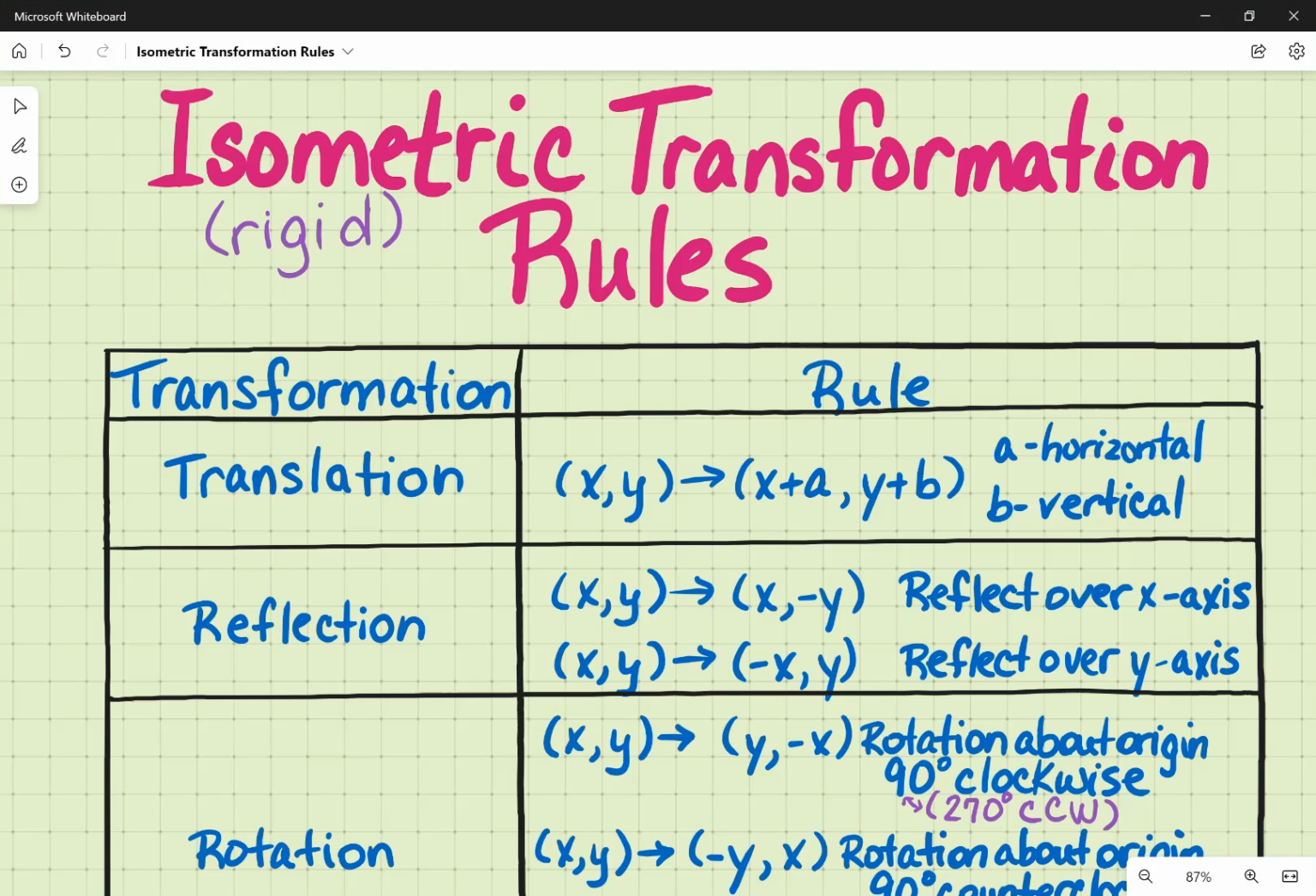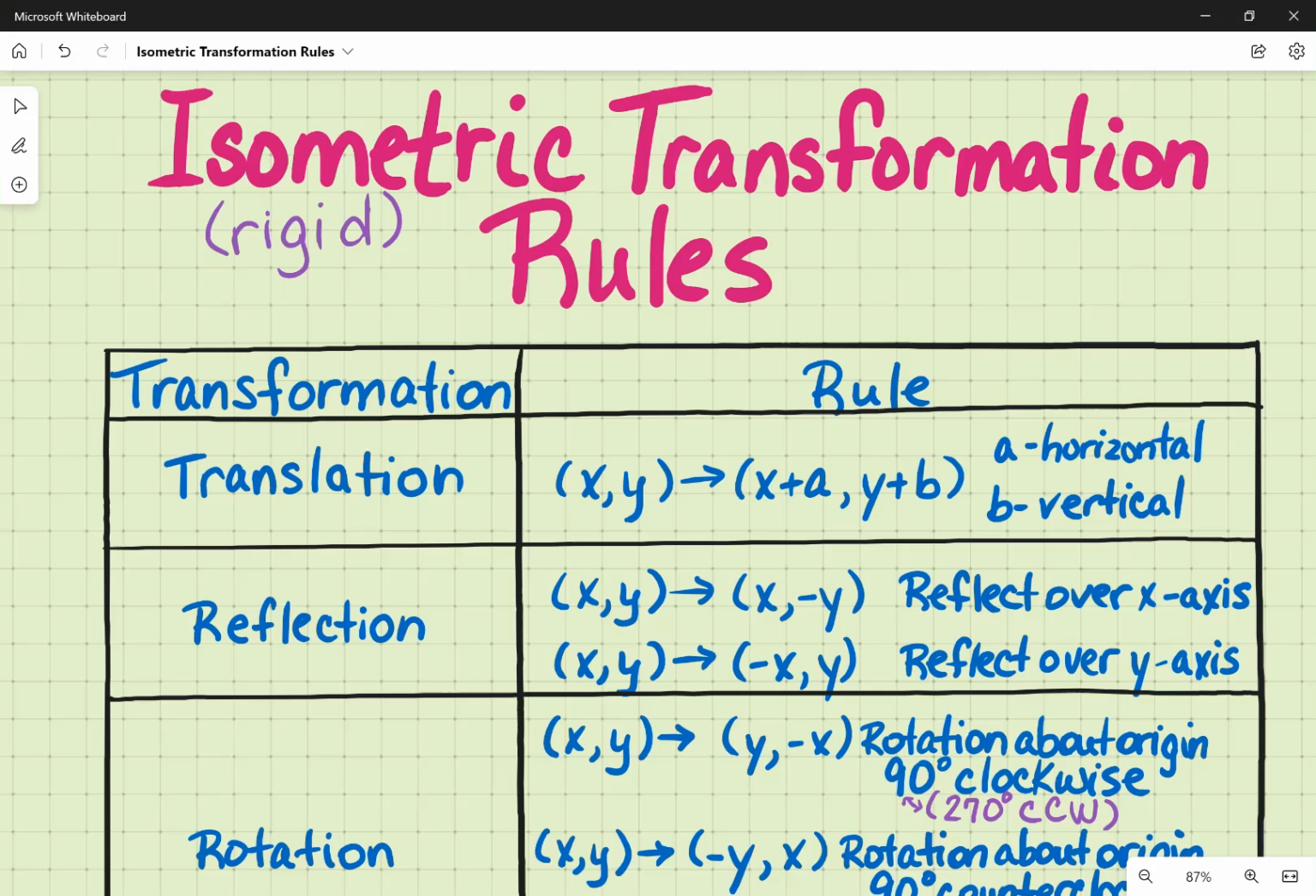Hello, I will be discussing isometric or rigid transformation rules. You'll also hear about this being called congruent transformations. The transformations that I'm specifically talking about in this video will be translation, reflection, and rotation.